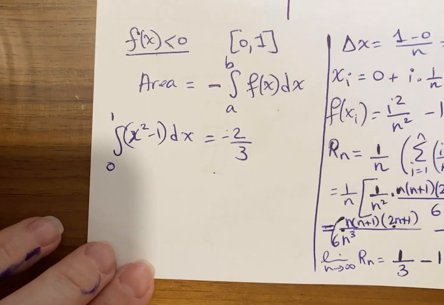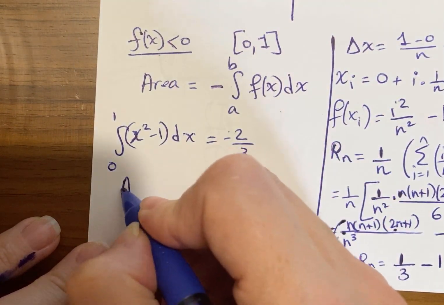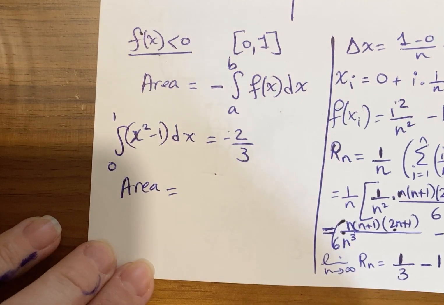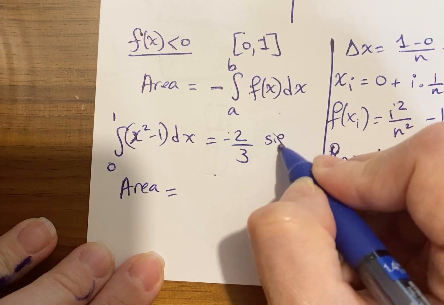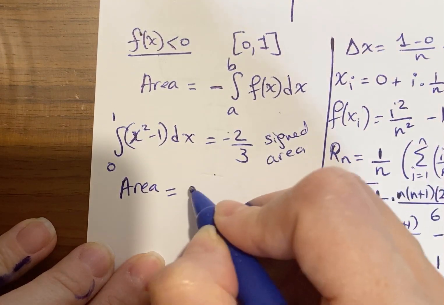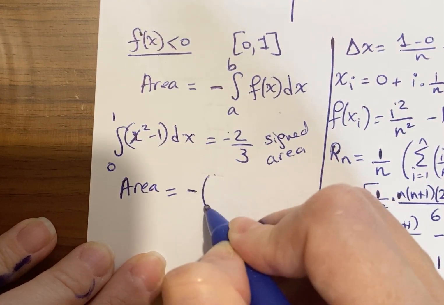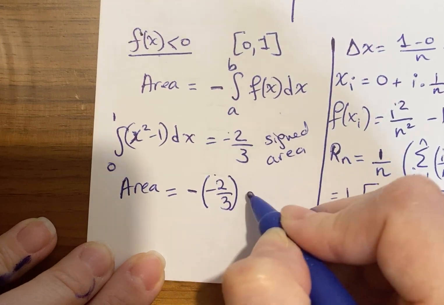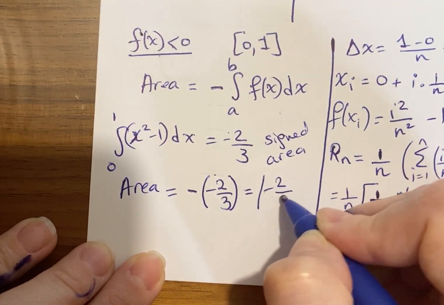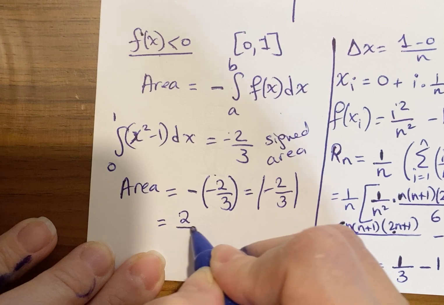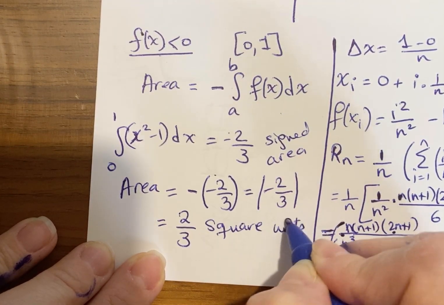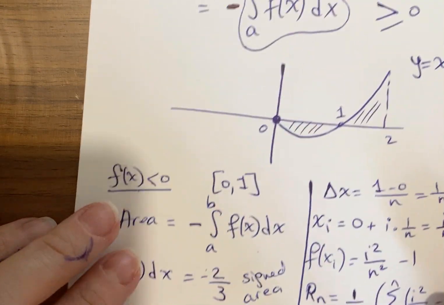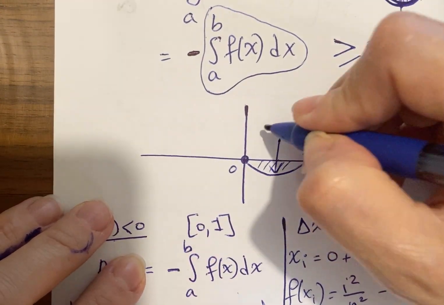But I don't want this integral. I want the area. How is the area related to this integral? This integral measured the signed area. The area itself will be minus minus 2 over 3, or in other words, you take the absolute value of minus 2 over 3, which is 2 over 3 square units. But this is not the full area that we are requested to calculate. This is only this area over here.